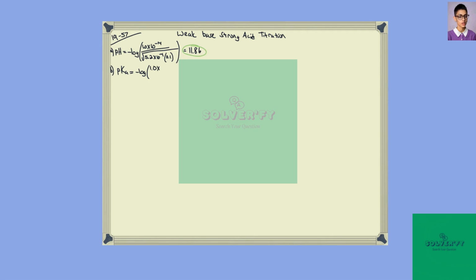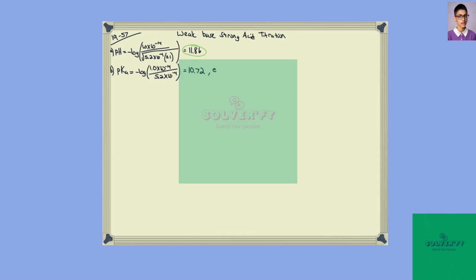Next, we have added 10 milliliters of the strong acid to our weak base. Because we started with 20 milliliters at 0.1 molar of the weak base, and we are adding 0.1 molar HCl, then we have a 20 milliliter equivalence point. So if we are at 10 milliliters, we are halfway to the equivalence point, and as you recall, the pH at half equivalence equals pKa.